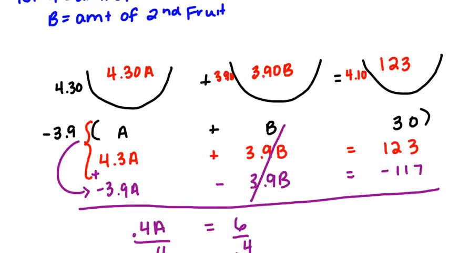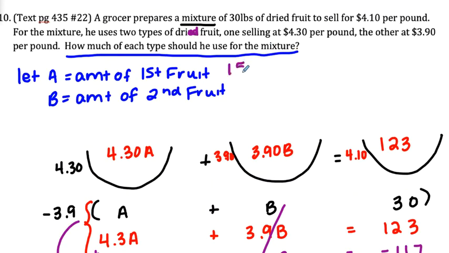So that means that I'm going to have 15 pounds of mix A. And since there were 30 total pounds, that means we're going to be mixing 15 of amount B as well, the second fruit. And so that's the answer to the question.